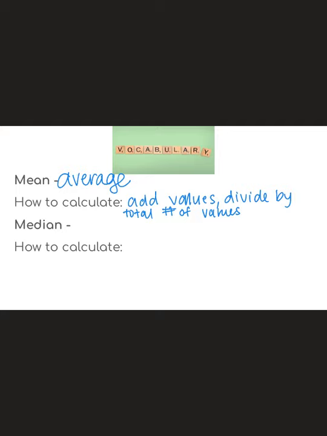The median is the middle number. I also like to think of it as a road. The median in the road is a middle divider. And this is when it's in numerical order. So we calculate that by listing the numbers least to greatest and then just counting in to find the middle.